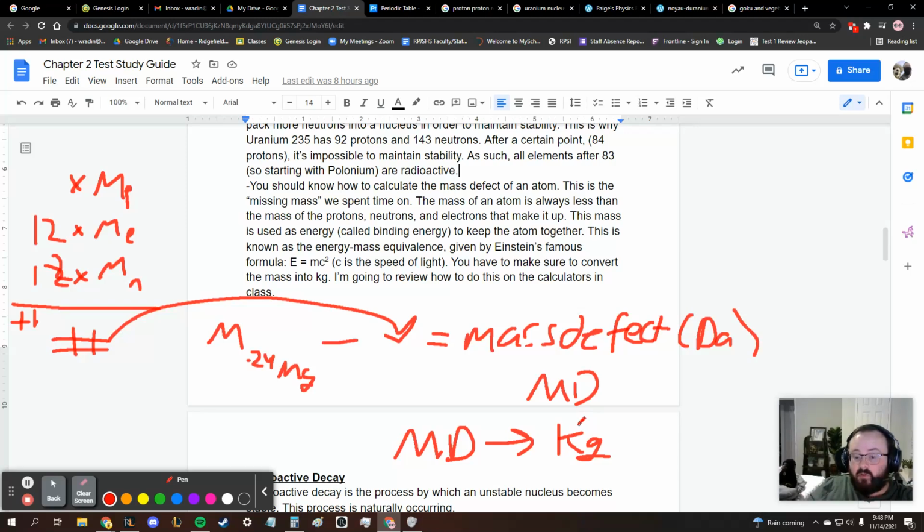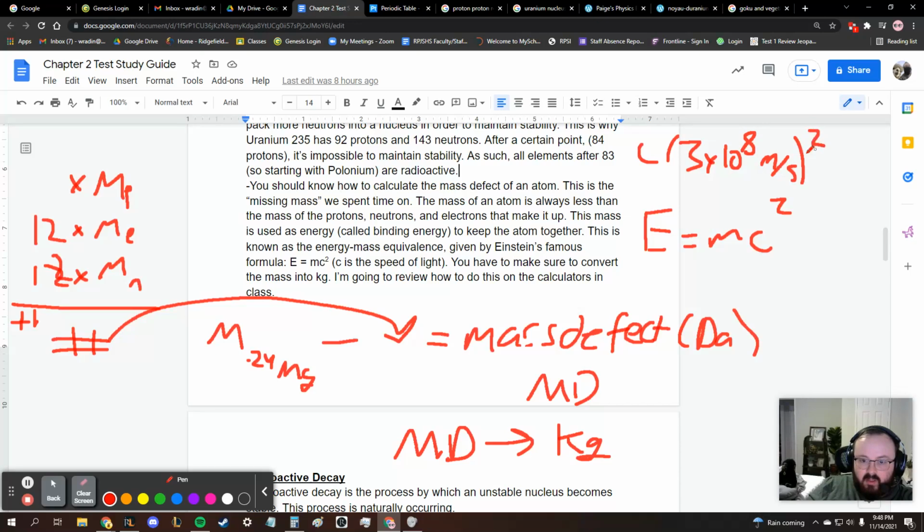I want to make this clear. This is a skill you're going to be using: calculations with really, really big and really, really small numbers like this. Convert this into kilograms. And now, E equals mc squared. So you take c, which is 3 times 10 to the 8th meters per second, and you're going to square that.